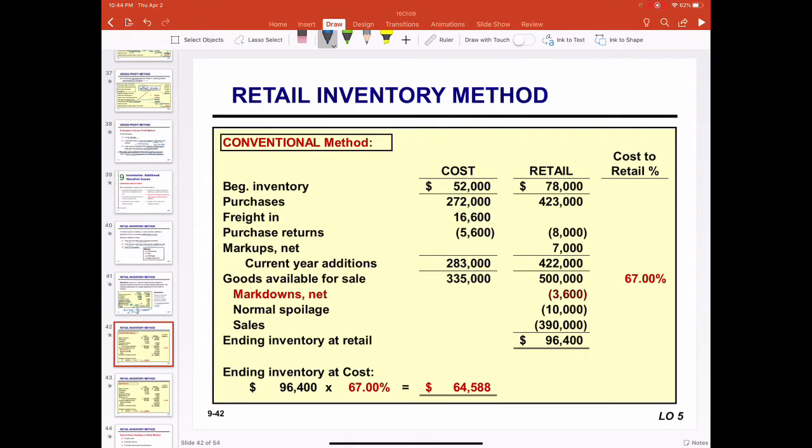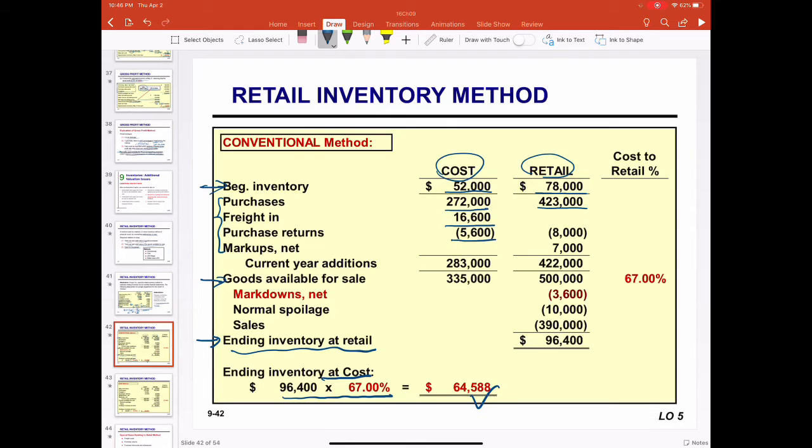In this example, we still follow the equation: beginning plus all the purchases. We get goods available for sale. What we need is the ending inventory at retail, and then we multiply by the ratio. We get the ending inventory at cost. Because we require the seller to keep track of both cost and the retail value of its inventory, we take the beginning inventory, retail value, purchase, retail value, and freight in just adds up to the cost. There's no information available for the retail.